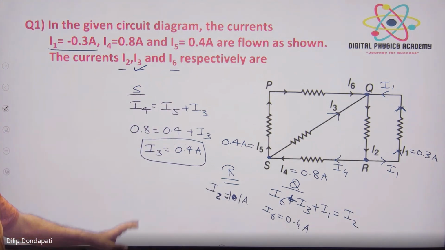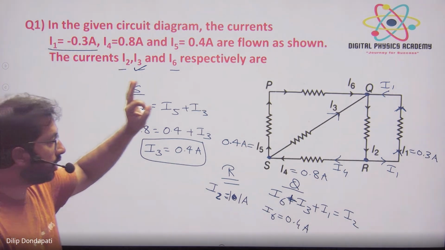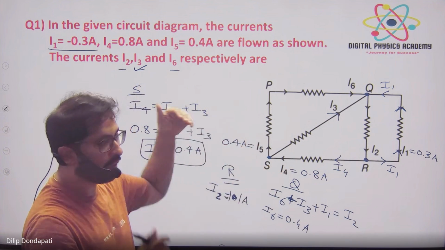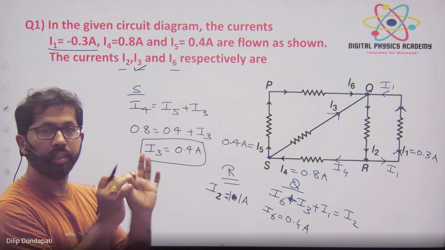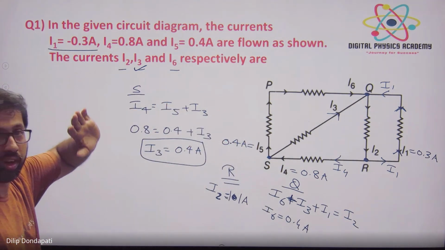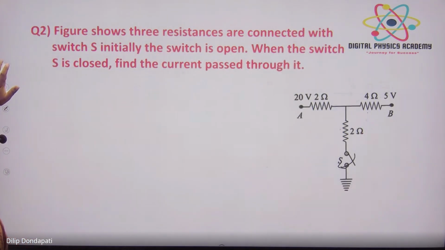Okay. Understood, right, Shivangi? So always find the junction. At a junction, incoming currents are equal to outgoing currents. It can be 10 currents, it can be 20 currents. Anything incoming is equal to the outgoing currents. That is KCL, Kirchhoff's Current Law, the first law.